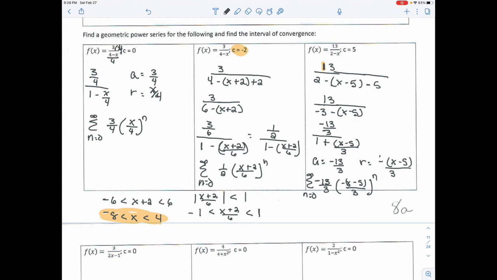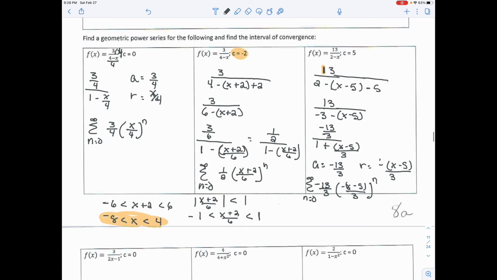And there are different ways we can write that. One is we can take out the negative 1/3 and write this as negative 1 to the nth, and then x minus 5 to the nth over 3 to the n plus 1.